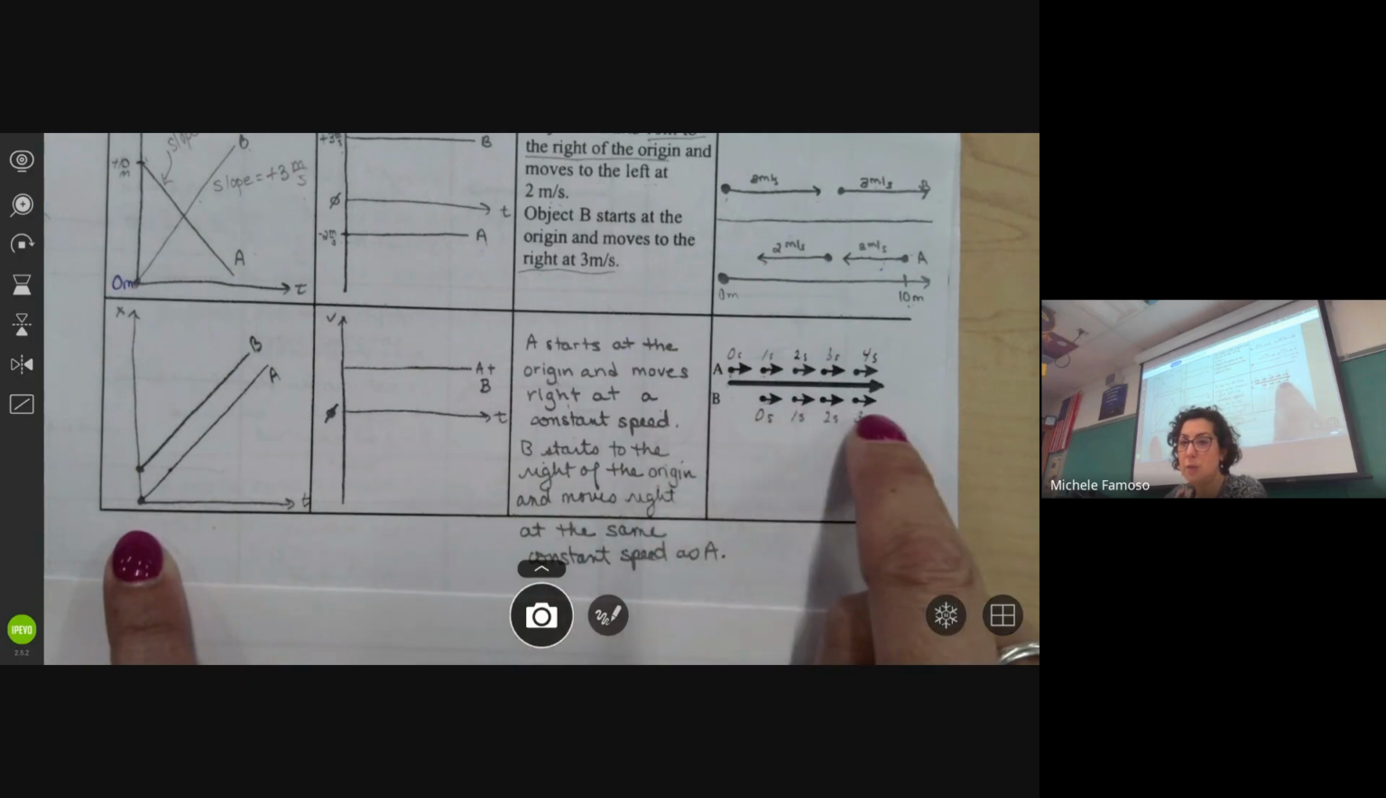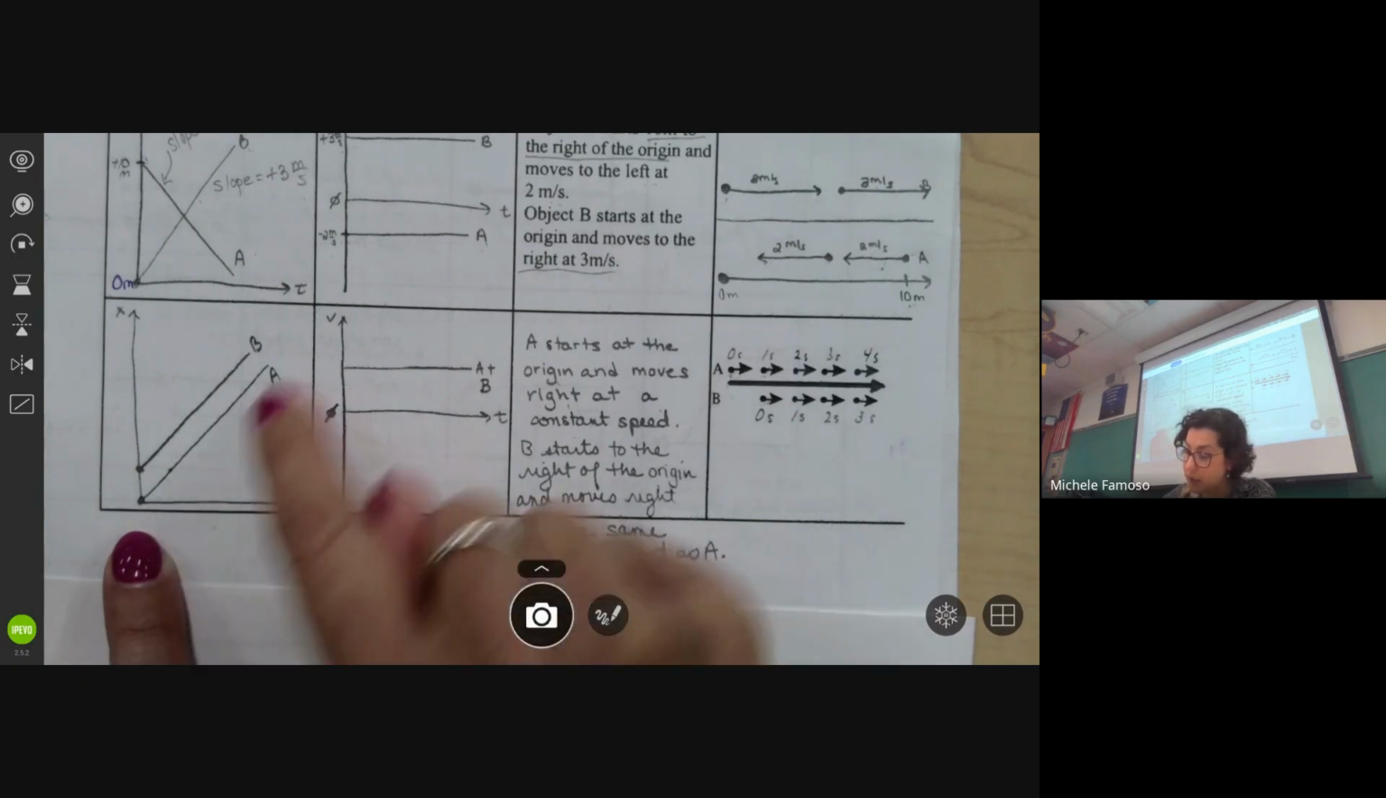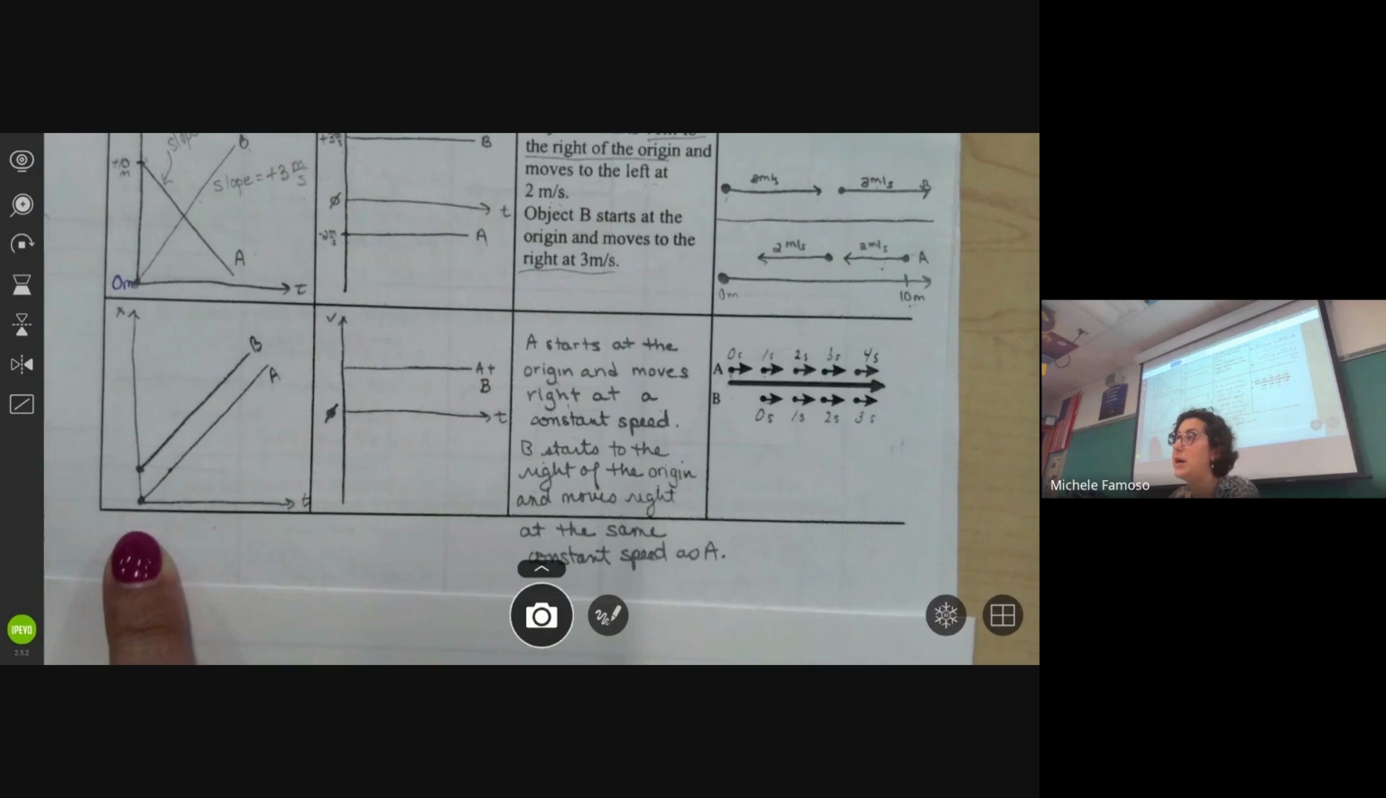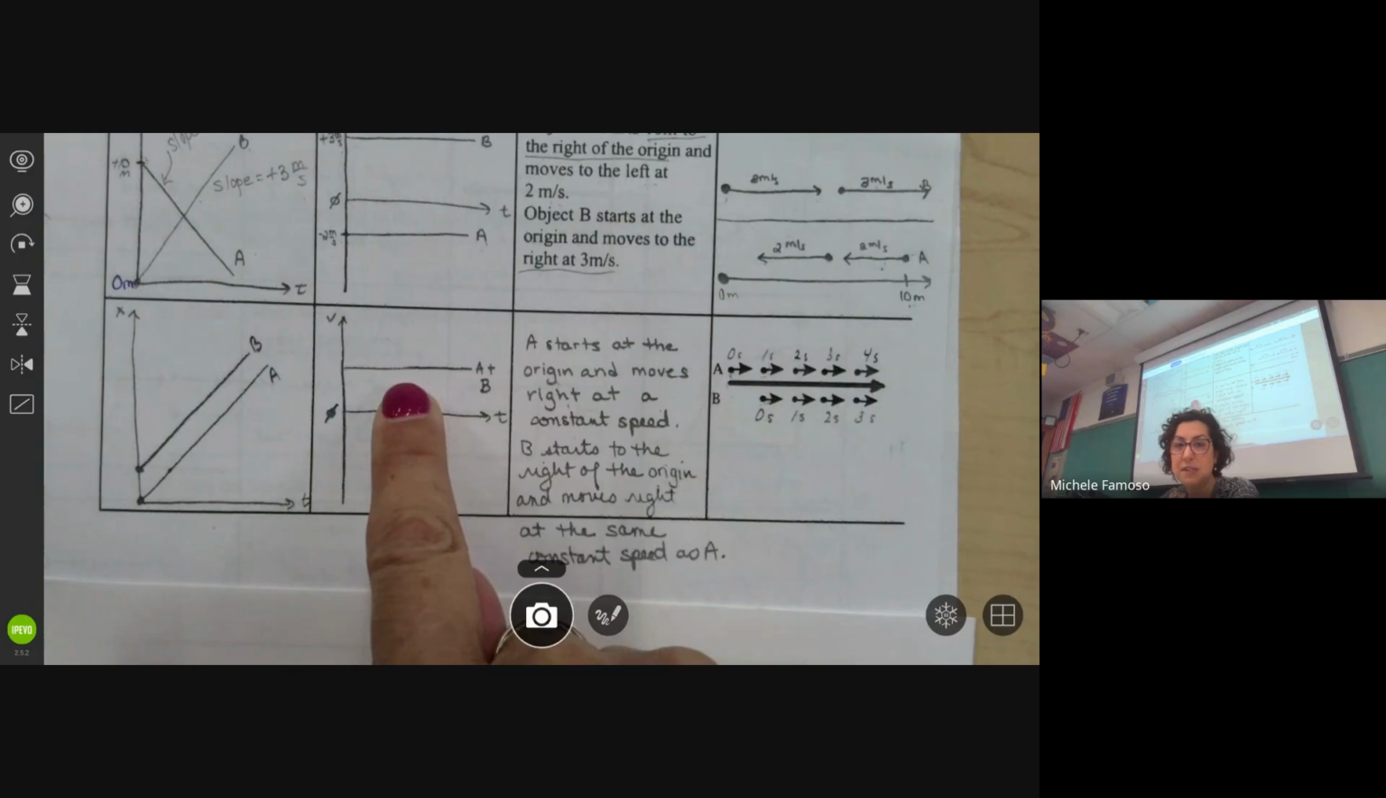They are both traveling with the same speed to the right. I know that because all the arrows are the same length. So these 2 lines need to be parallel with positive slopes. A and B here are going to be the same horizontal line on the velocity time graph up in the positive quadrant because they have the same velocity to the right.